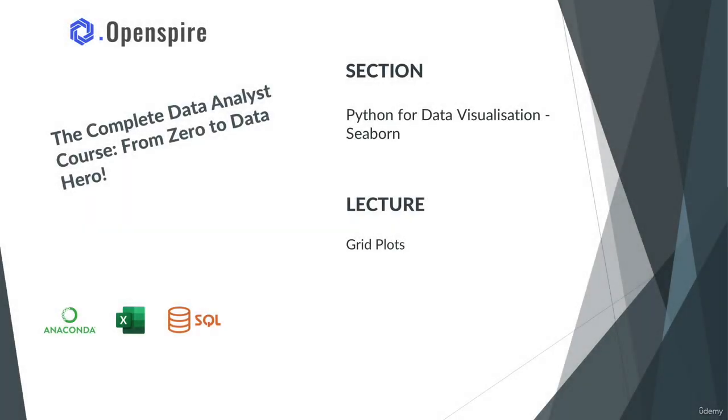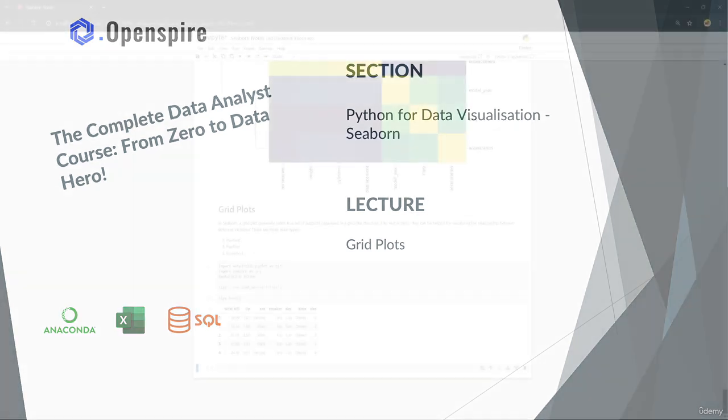In this lecture, we're going to have a look at our final plot type in Seaborn, which are grid plots. Like matrix plots that we looked at last time, these are helpful for visualizing the relationship between different variables. There are three types of grid plot to be aware of, which are the PairGrid, PairPlot, and FacetGrid. We'll cover all three of these in this lecture, so let's go ahead and get started.